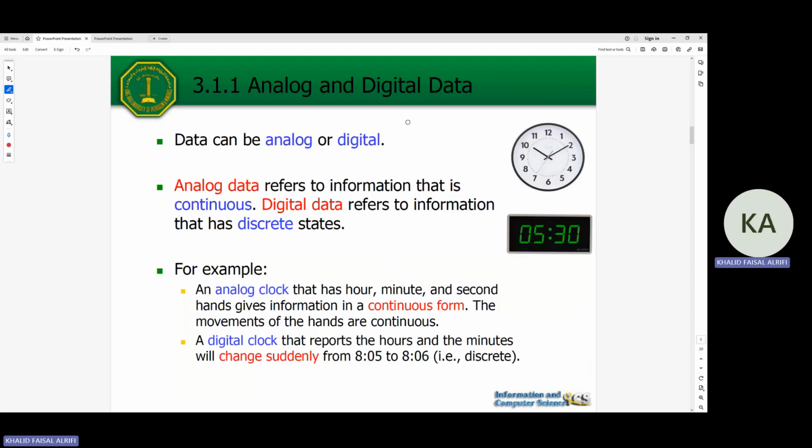Analog and digital data. Data can be analog or digital. Analog data refers to information that is continuous. Digital data refers to information that is discrete. By continuous, we mean this clock, where you can see the hours, the minutes, and the seconds. By digital, we mean the electronic clock. You can see the hours and the minutes, but you cannot see the seconds. Here he is explaining the digital clock and the analog clock. The concept is that one is continuous and the other is discrete.